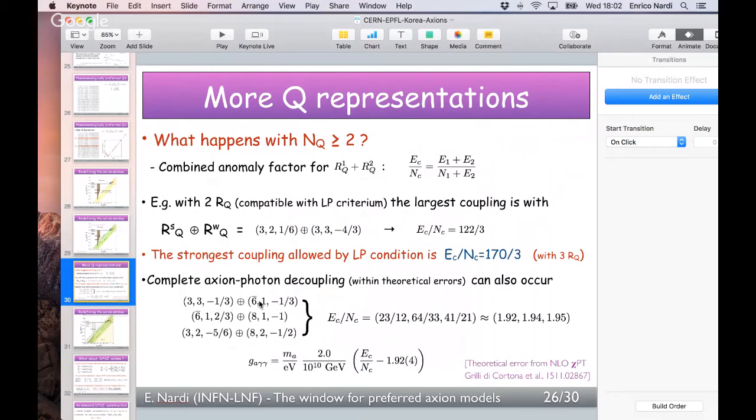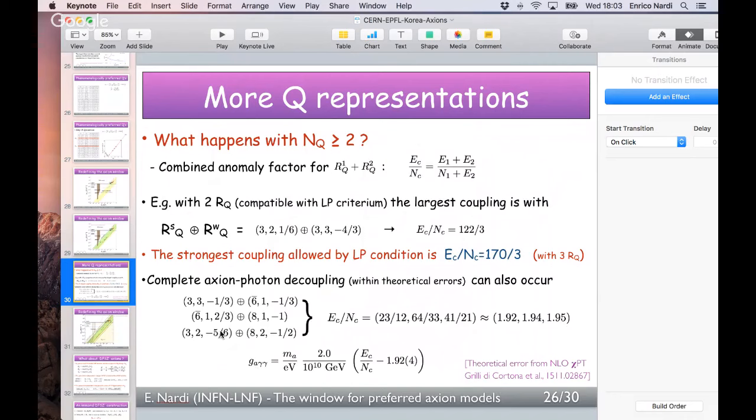We get that this combination of representations, so you have a triplet of color, a triplet of SU(2), a hypercharge minus 1/3, and also you have a sextet of color, singlet of SU(2) with hypercharge minus 1/3. If you compute E over N for this combination, you get 23 divided by 12. If you compute 23 divided by 12, you get 1.92. Now you see that g_aγγ is E divided by N minus 1.92 with an error which is 4. So within this error, these two representations give a complete and exact cancellation, and this coupling is consistent with zero.